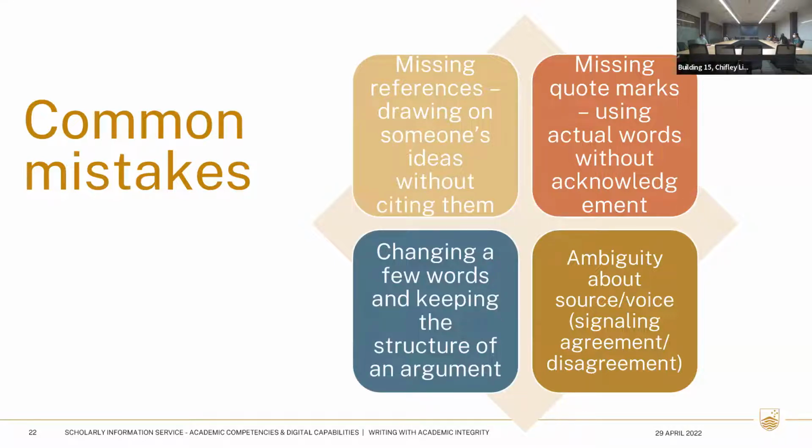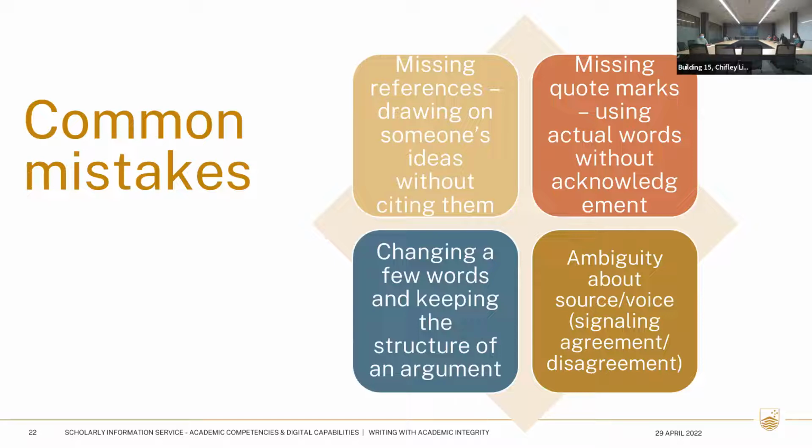So there are 4 common mistakes that we often see. The first of these is when there is a missing reference. This is when you have drawn on someone else's idea or concept and haven't provided any citation whatsoever. And we saw a lot of examples of this in the example Julian shared of a poor example of paraphrasing and summarizing.